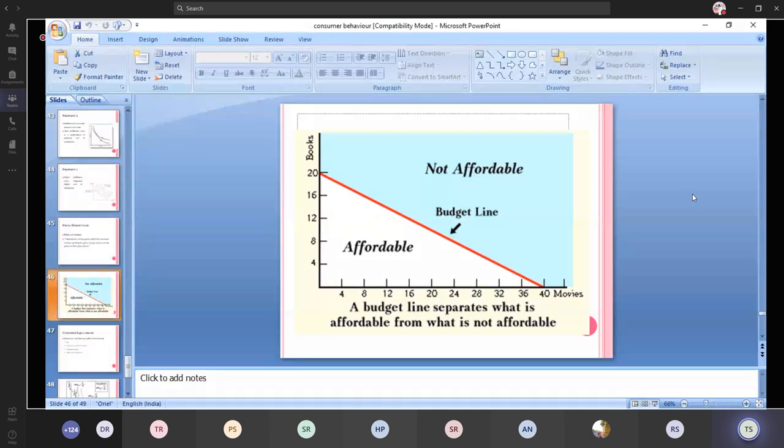This red line, which joins the maximum units of the commodities, that is 20 and 40, is called the budget line, which separates the affordable area and the non-affordable area. That is the separation part. Below the budget line, the consumer can buy any combination. He can choose his own combination because his behavior is rational, so he chooses the combination which gives him the maximum level of satisfaction.